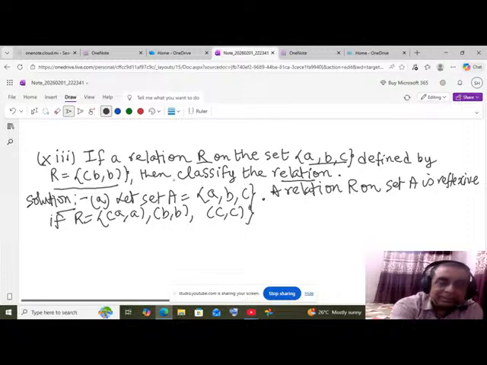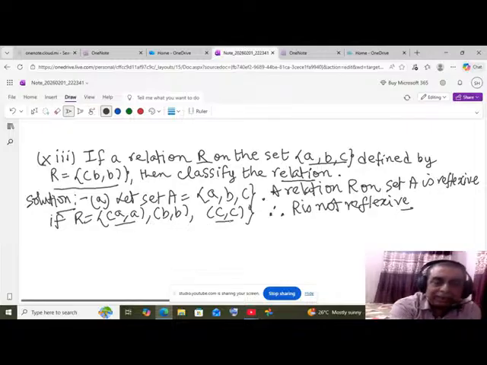But in this relation R, there is only (b, b). There is no (a, a) and no (c, c). So R is not reflexive, because these elements (a, a) and (c, c) are missing. So it is not reflexive.